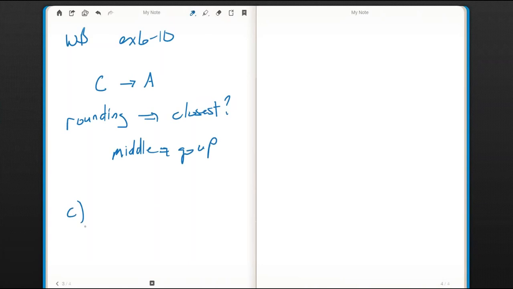By the way, they also snuck in a good thing. 960 to the nearest 100 is going to go to 1000. So let's make sure that we realize that that goes to 1000, and we want to make sure that 1000 is how we see that number when we're rounding that way.